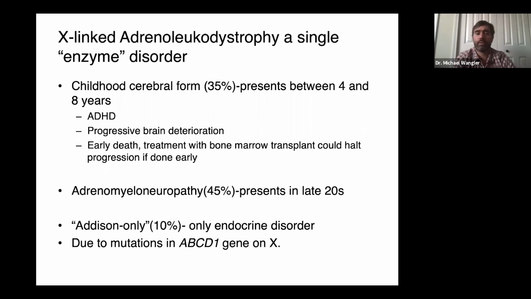One thing that's interesting about this disorder is most patients don't have the cerebral form. The majority actually have what we call adrenomyeloneuropathy, and that's more adult onset in the late 20s with spinal cord dysfunction. And then there's some people that have an Addison only, and that's basically just a hormonal disorder. When you look carefully, there's some blurring of these lines, but that's the three major types of patients that we can see. And again, the gene is actually on the X chromosome, so it's typically boys inheriting a mutation from their mom who's a carrier.